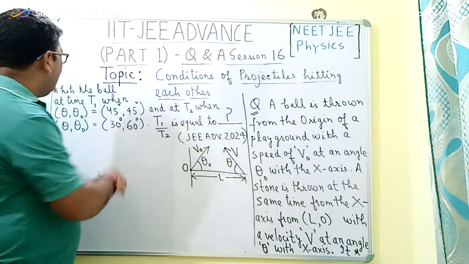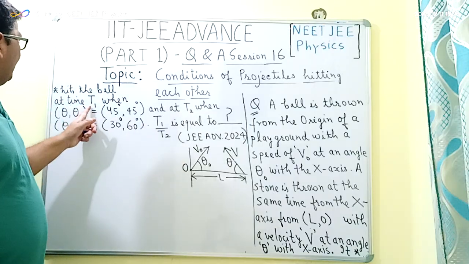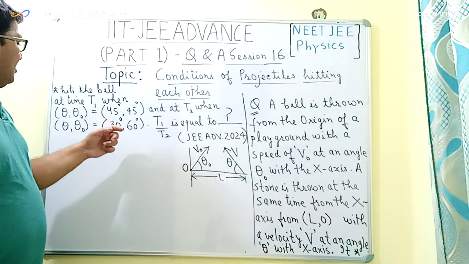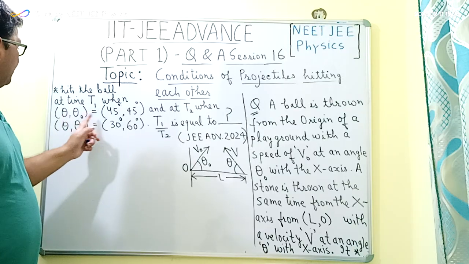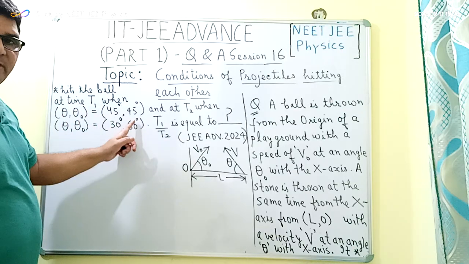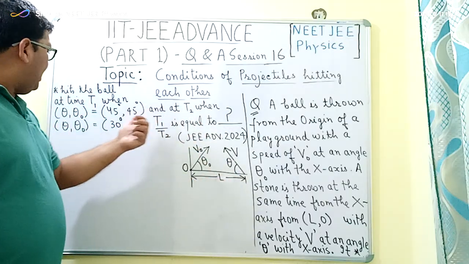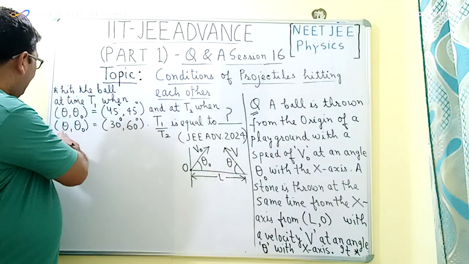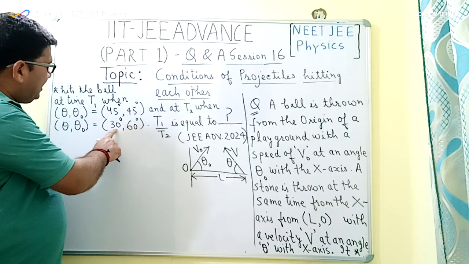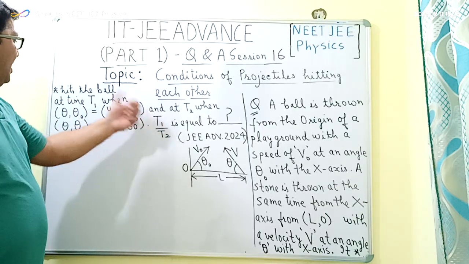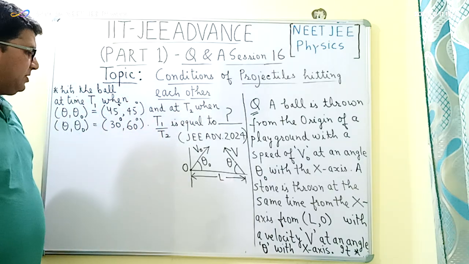Now when the ball and the stone are projected, then at time t1 the stone hits the ball, and at that point of time theta is equal to 45 degrees and theta naught is equal to 45 degrees. And when theta and theta naught are 60 degrees and 30 degrees, then the stone again hits the ball. So we have to find the ratio of t1 and t2.